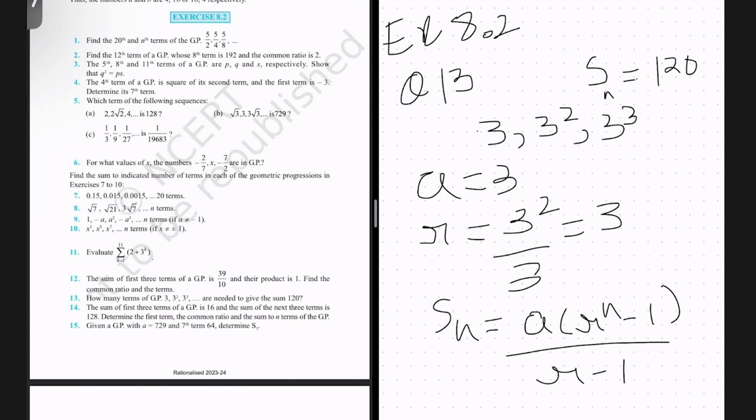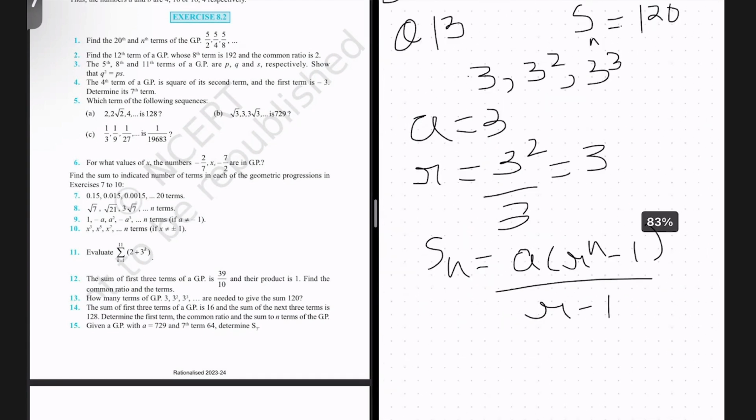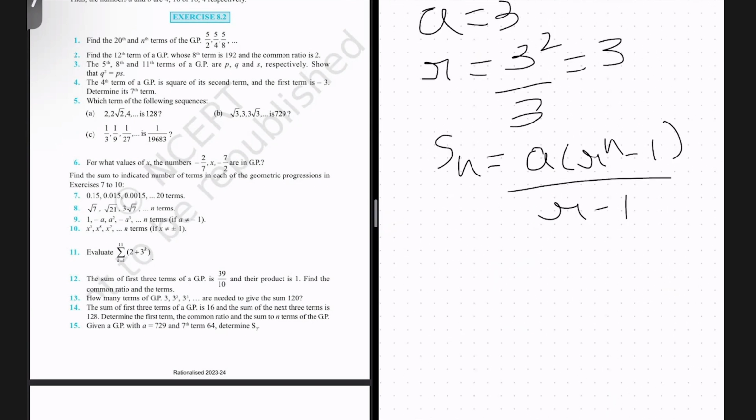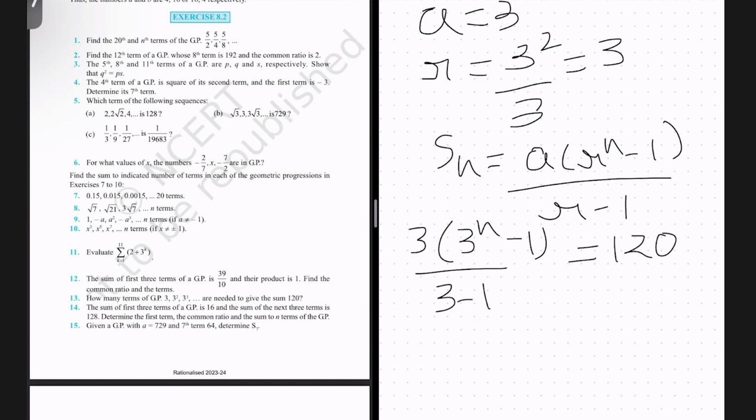And I have r minus 1, right? So equating this to 120 and solving for n, what you finally get is a, and denote that by 3. R is also 3. So 3 raised to the power 1 minus 3 raised to the power n minus 1. In the denominator, you have 3 minus 1. And this entire term is equal to 120, right?